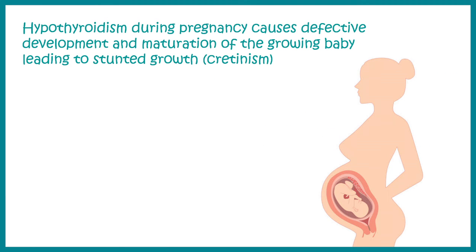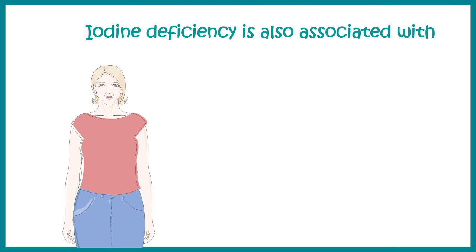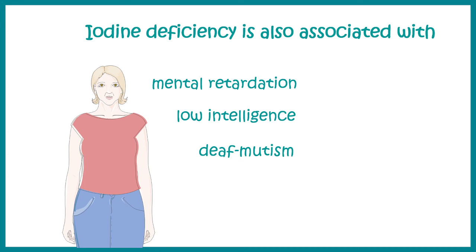Now, hypothyroidism is not at all good, especially during pregnancy. If the mother has hypothyroidism during pregnancy, it might affect the growth of the fetus inside the womb, which might lead to stunted growth and cretinism in the newborn. Now, in adults, thyroid deficiency could also result in many diseases like mental retardation, low intelligence, deaf mutism, and ultimately abnormal skin tones.